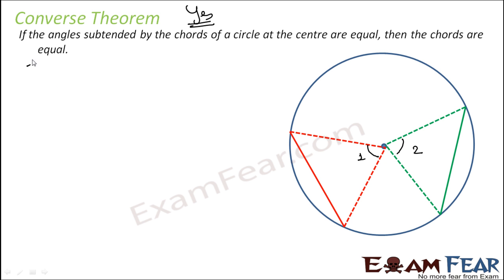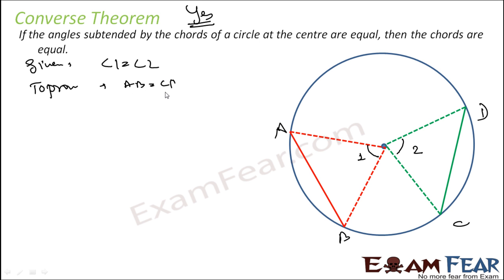It is given that angle 1 is equal to angle 2. And let me again put the values here A, B, C, D. So we have to prove that AB is equal to CD. Same thing we can do using again congruency of triangles. So let's take these two triangles, AOB and COD.